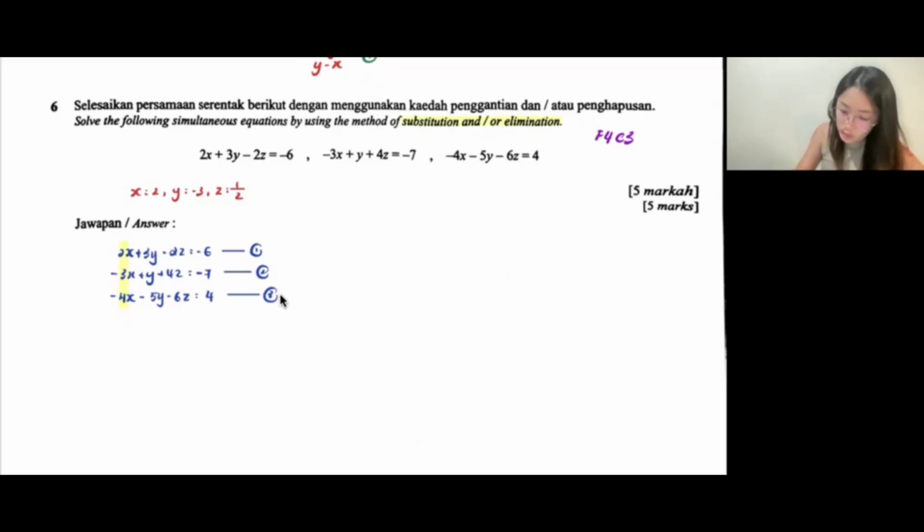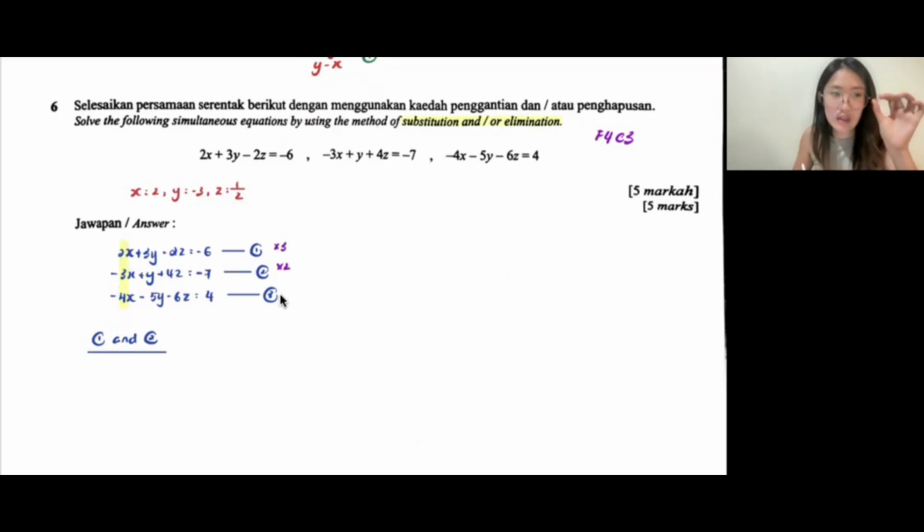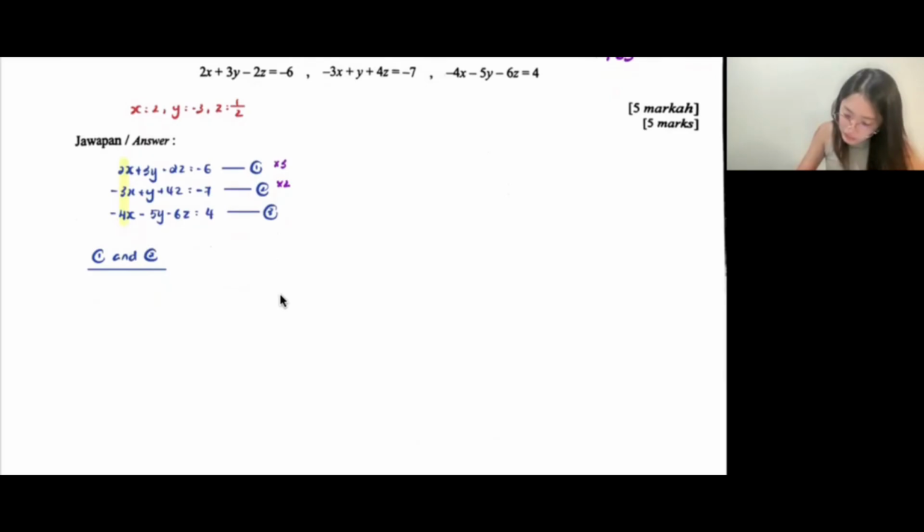Then the next step, you need to take out a pair of equations. All right, then to make the coefficient of x the same, you have to look at the numbers. So common multiple of 2 and 3 is 6, correct? So you will have to multiply this with 3, this with 2. The whole equation multiply, including the number at the back. A lot of people, they forget to multiply that. Okay, so on top, equation 1, you get 6x plus 9y minus 6z equals to negative 18. Okay, second equation, negative 6x plus 2y plus 8z equals to negative 14.